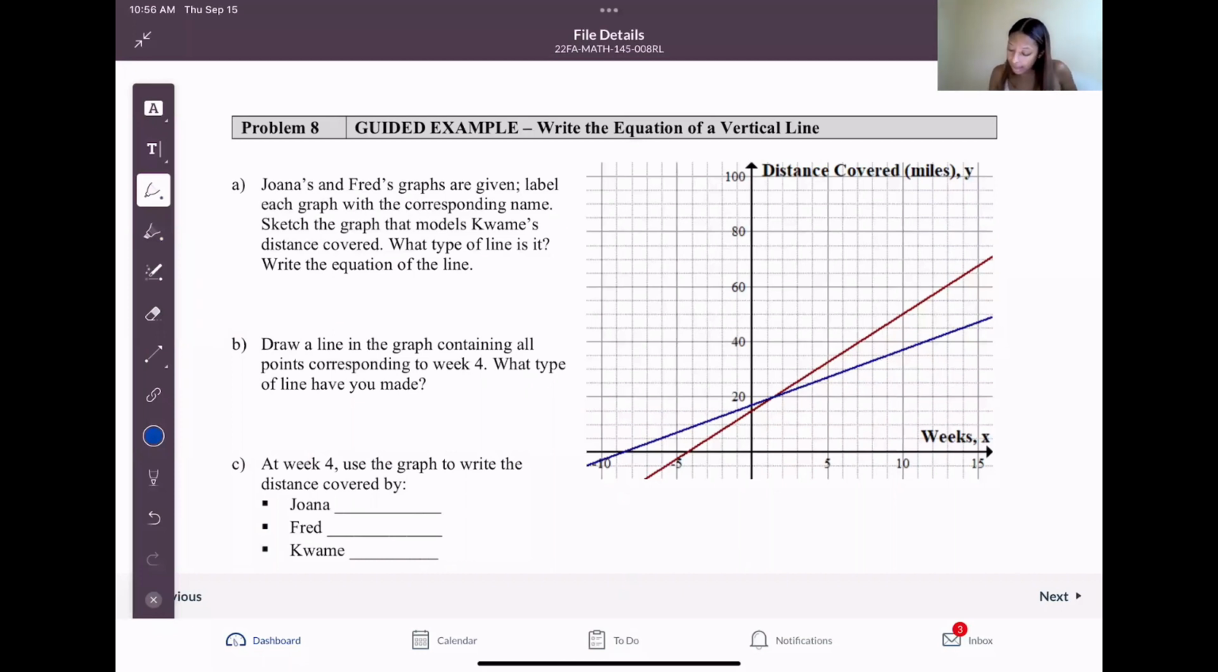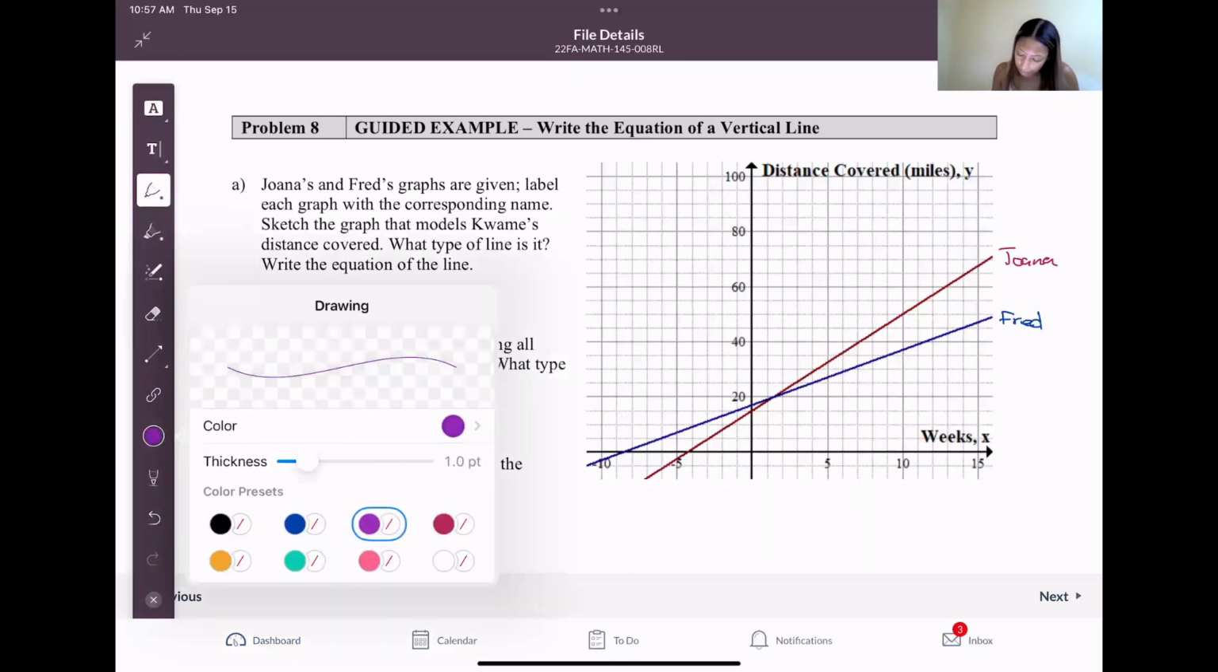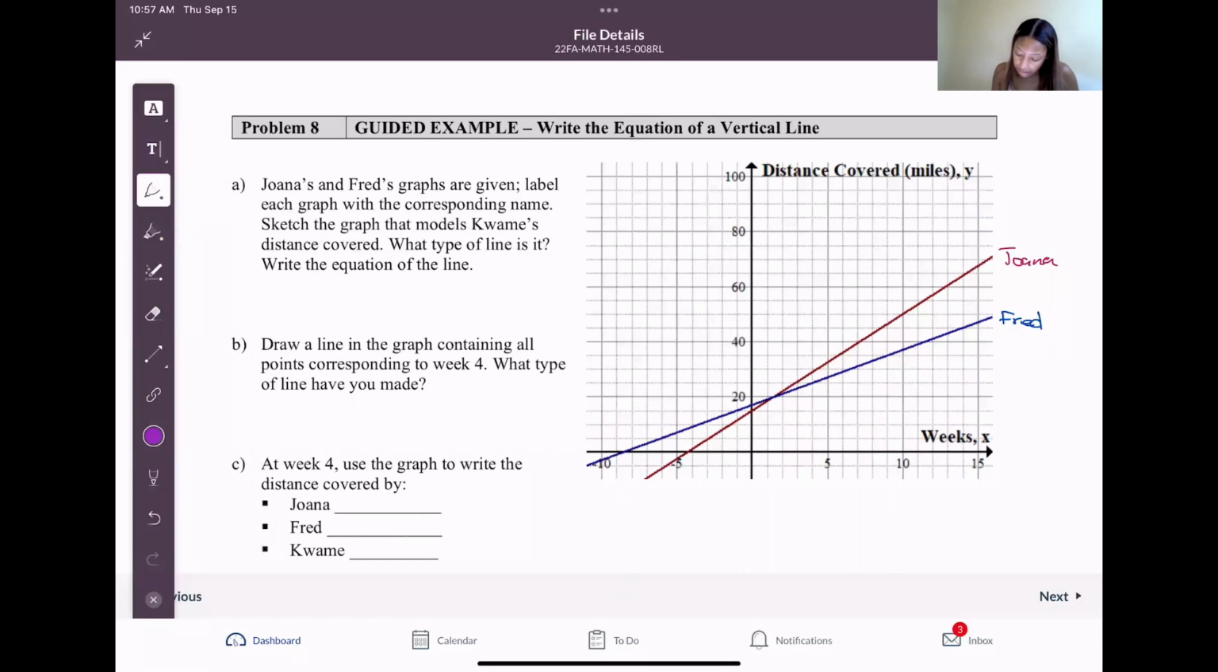Okay, so we have these two nice people. This first one, the red one, try to color coordinate here. This one's Joanna, because she started off with a lower number of miles and then eventually passed Fred. The second line here, the blue line here, is Fred. For Kwame, I'll draw him in purple. He maintained a distance of 20 miles over all the weeks. So we would just have a horizontal line that goes through 20 for Kwame.